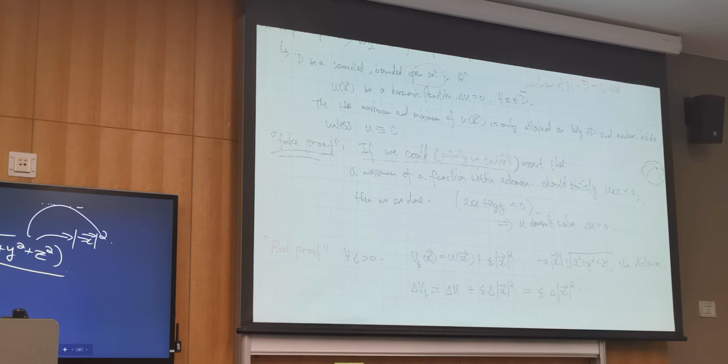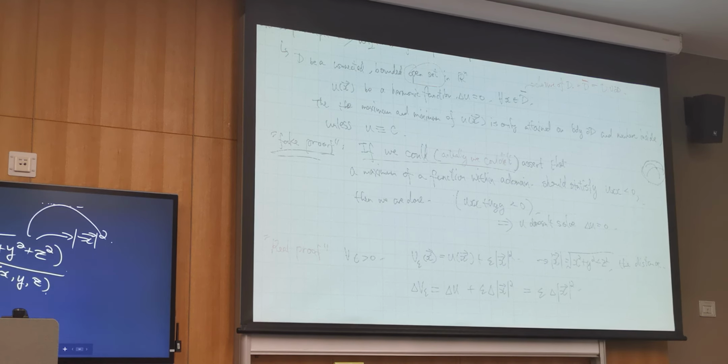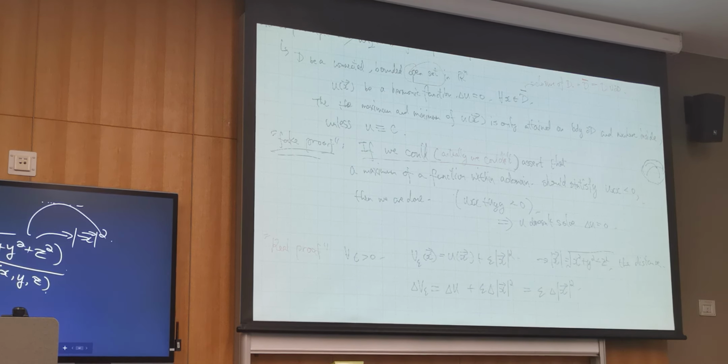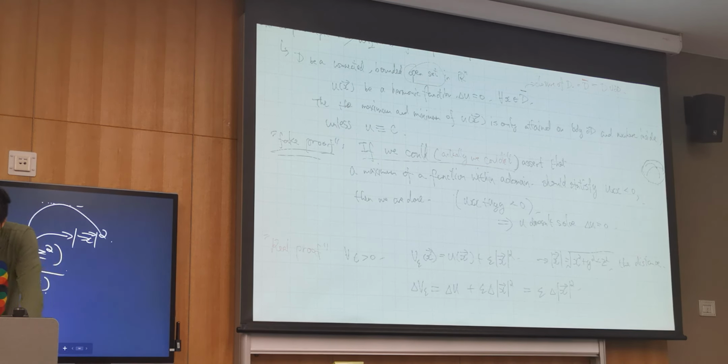Let's say this is my w of x, y, z. What is my wxx plus wyy plus wzz? What is my wxx? We've got 2. wyy, 2. wzz, 2. So that's actually 6. So this should be 6 epsilon.